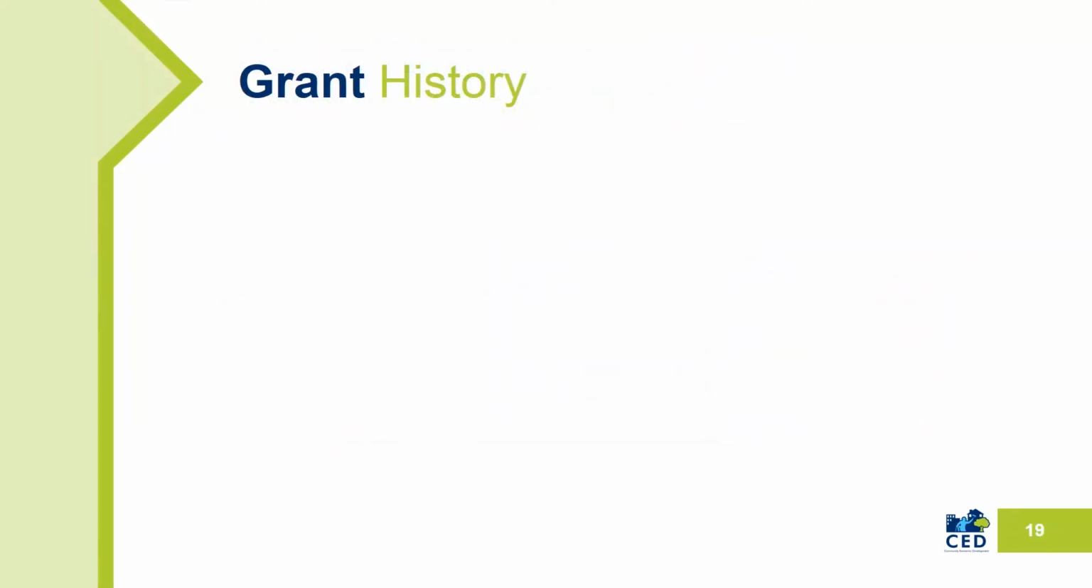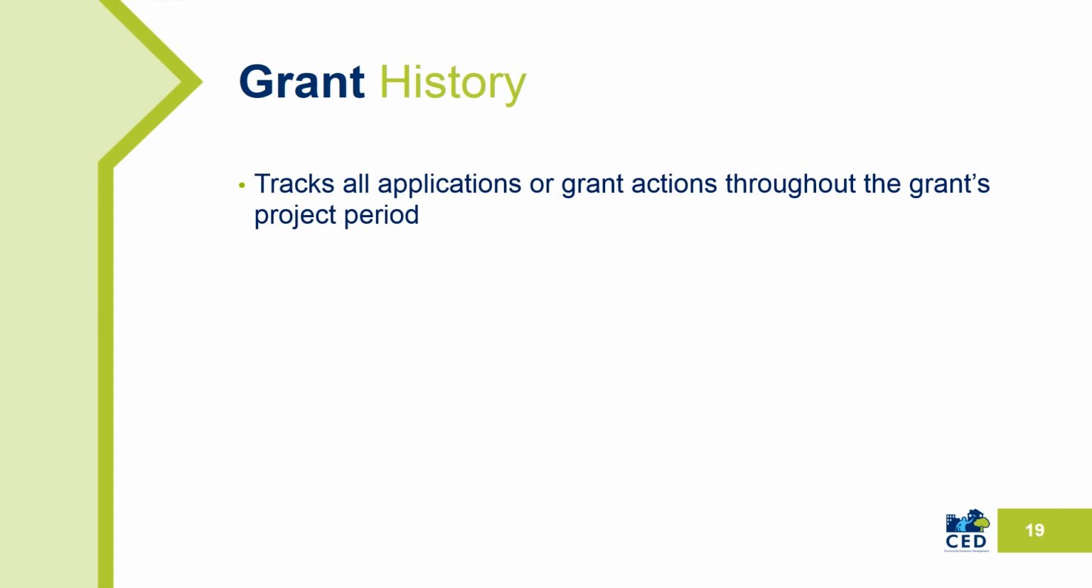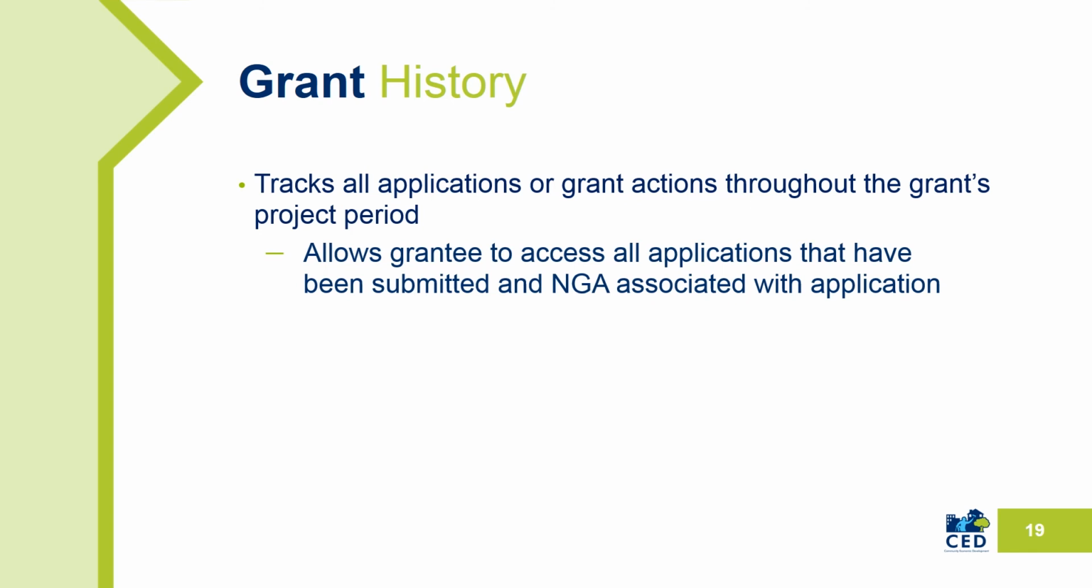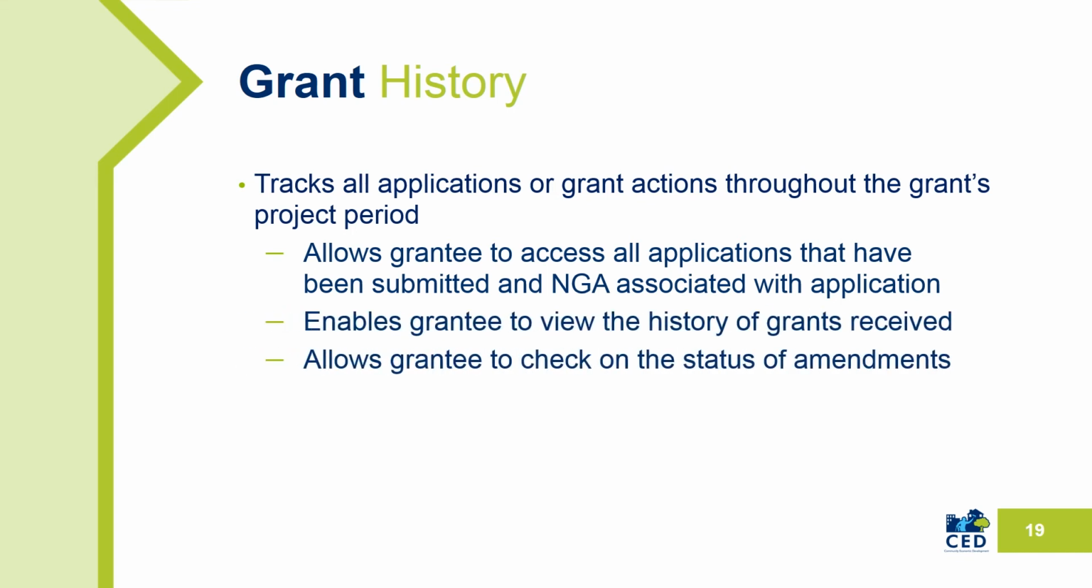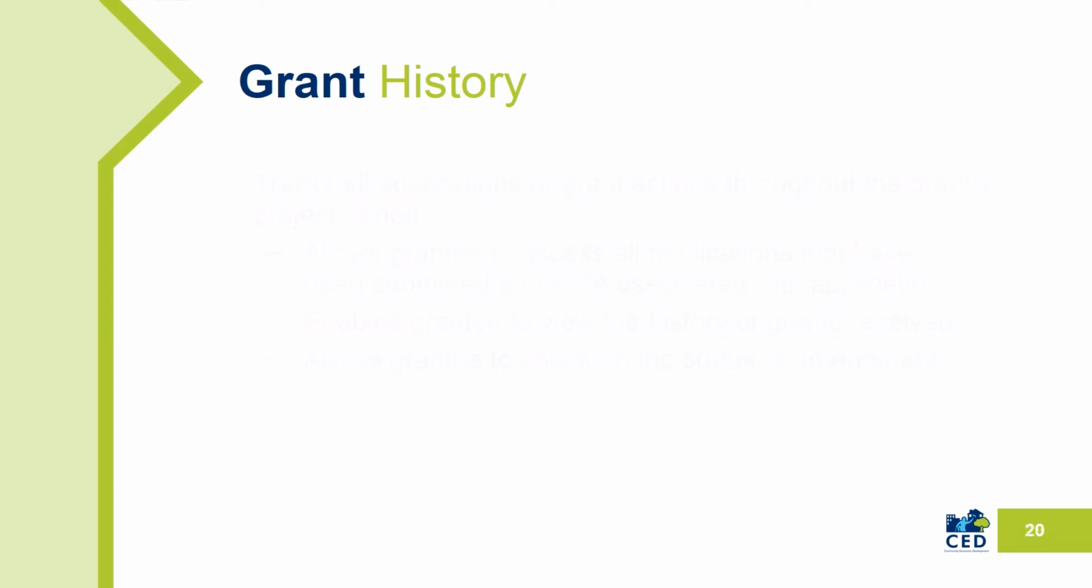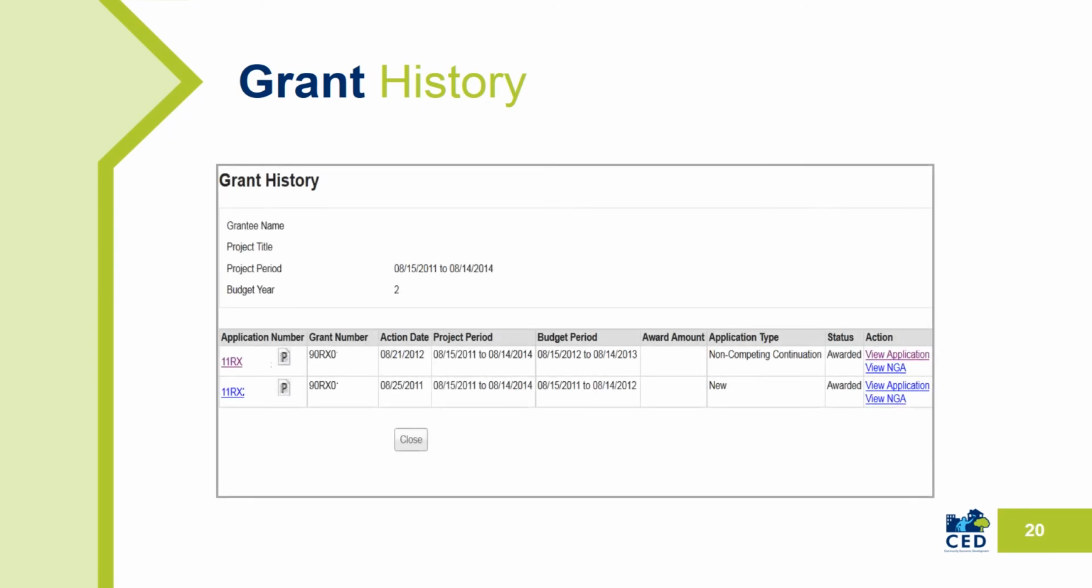This feature tracks all applications or grants actions throughout the grant's entire project period. It allows the grantee to access all applications that have been submitted and the notice of grant award associated with the application, if an award was made. This section also allows you to check on the status of an amendment you've submitted or see previous post-award amendments that have been made to your grant, such as budget revisions or changes of scope, which will be helpful to you throughout your grant. You will access the Grant History feature on the My Grants List screen.